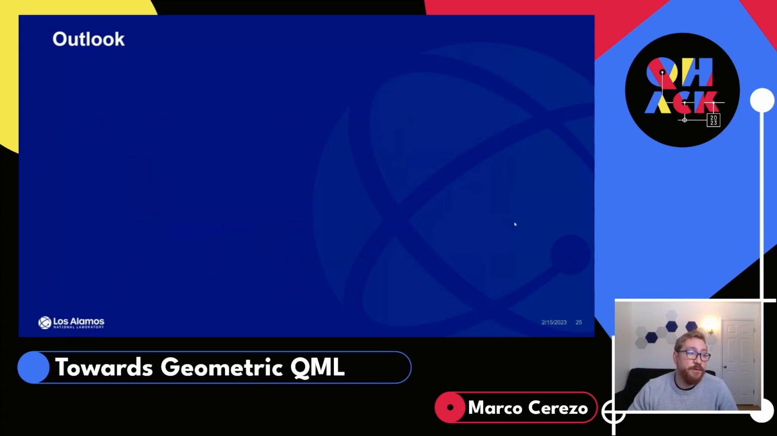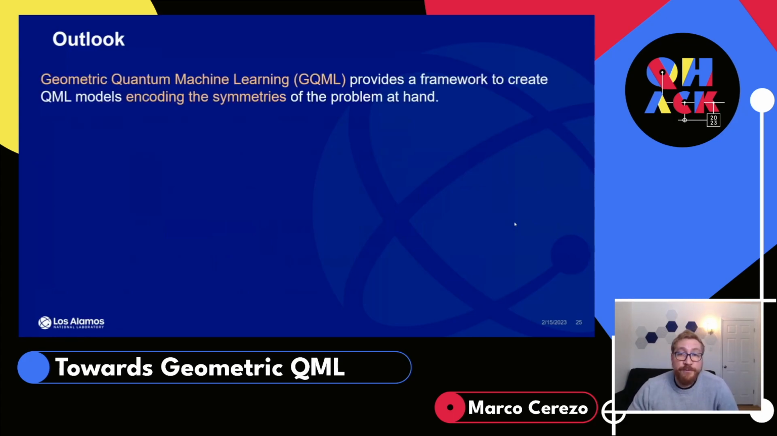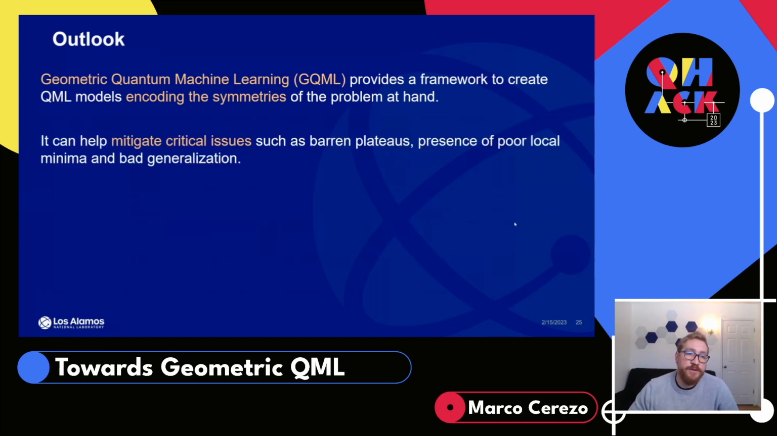So what is the outlook of all of this? First, that geometric quantum machine learning provides a framework to create quantum machine learning models that have symmetries based on the problem that you're trying to solve. And we've already shown that it can help mitigate issues such as barren plateaus, poor local minima, or poor generalization.